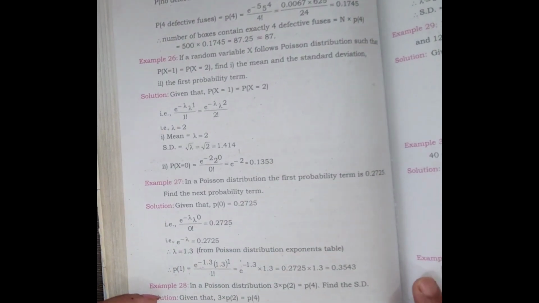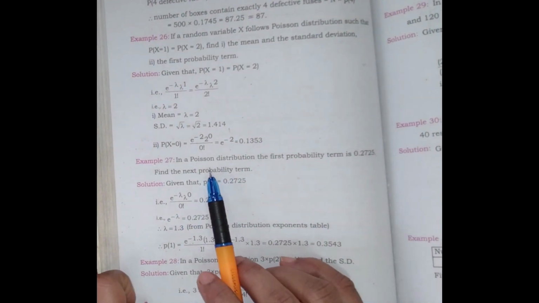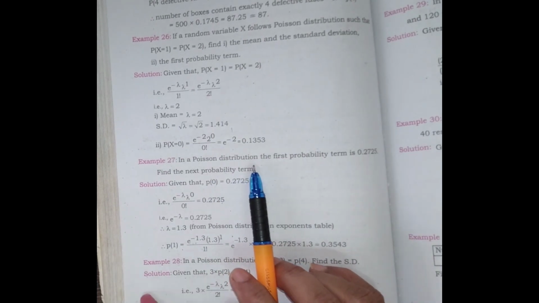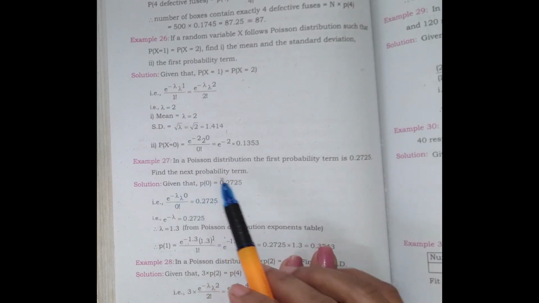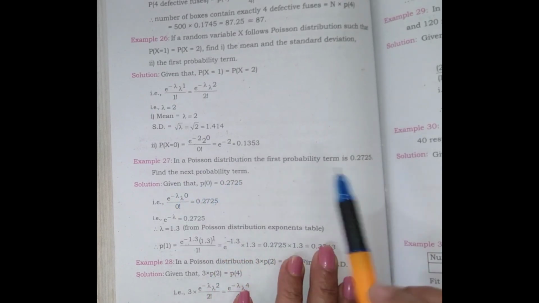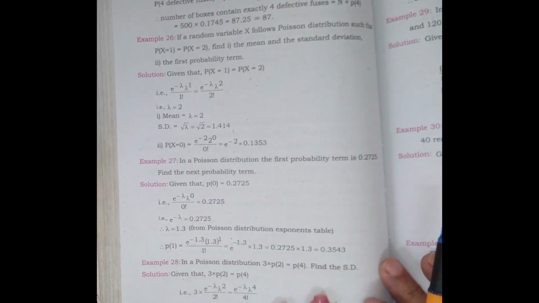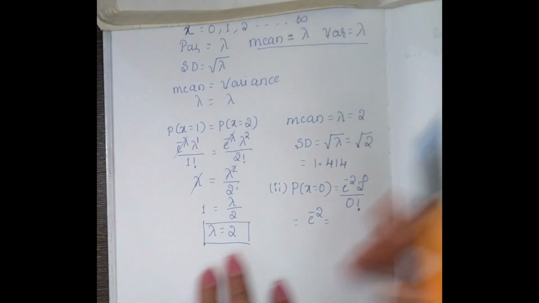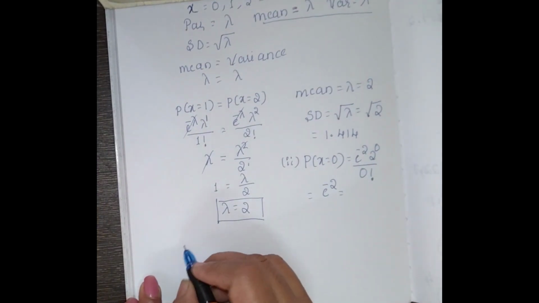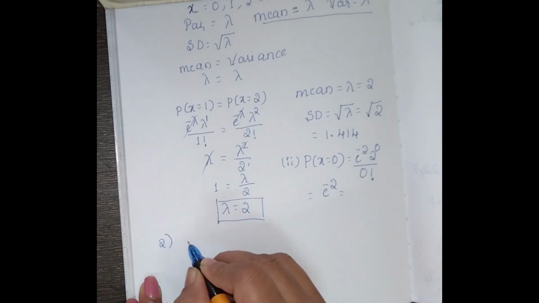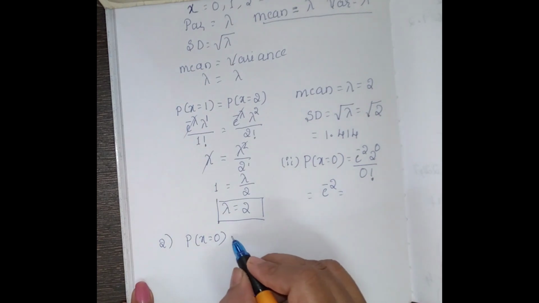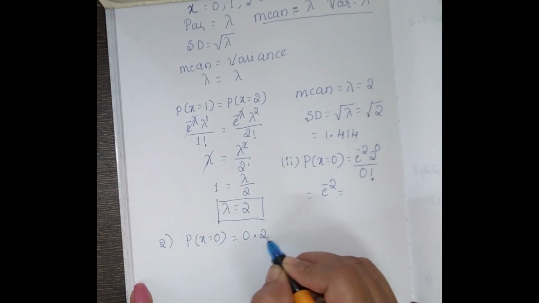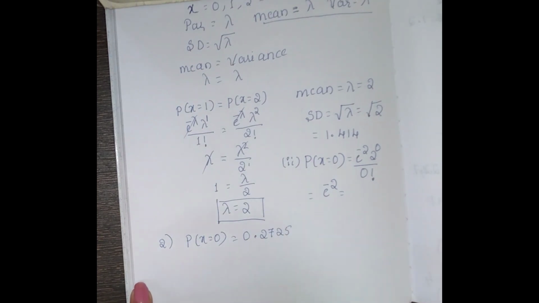Okay. Now I explain the second one. In a Poisson distribution, the first probability term is 0.2725. Find the next probability term. Okay. The first probability term, that is first means 0, the answer is given as 0.2725. This is given.